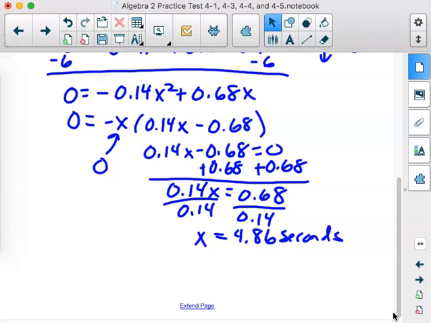So questions about the maximum or the minimum are always the vertex. But solutions, when they give you a number to put in, that has to do with figuring out where your x-intercepts are, which are your zeros. So easiest to just factor that and get your 4.86 seconds.